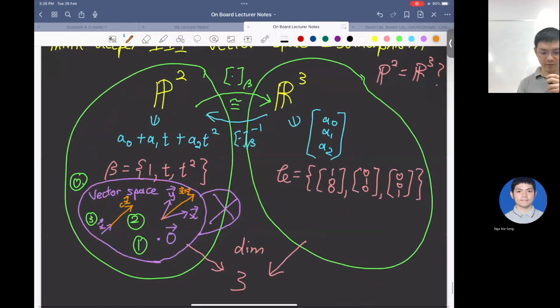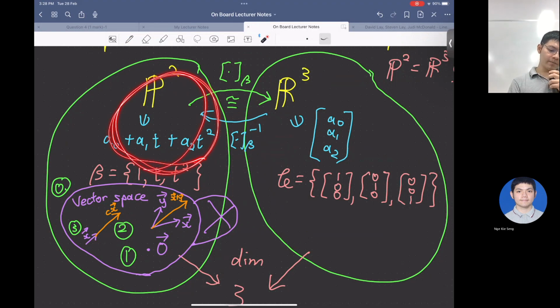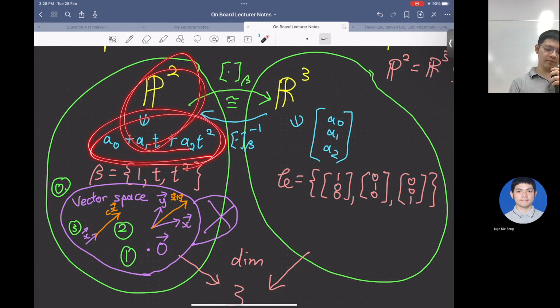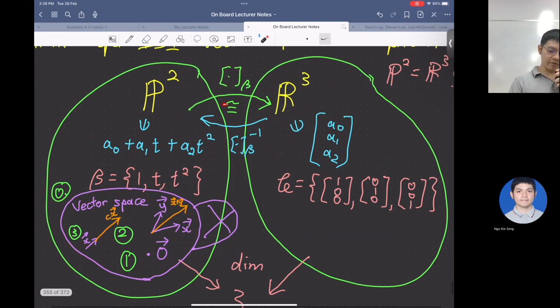And then one thing we get for free from this isomorphism here is that there's not really any obvious geometry you can see in P2. But in R3, you can see geometry and we can draw. So this is something we get for free from this vector space isomorphism. Okay.